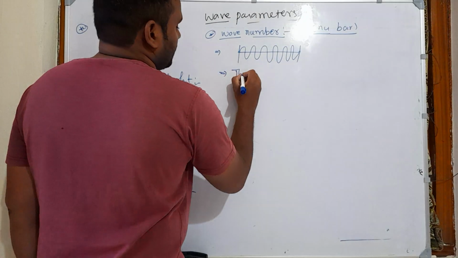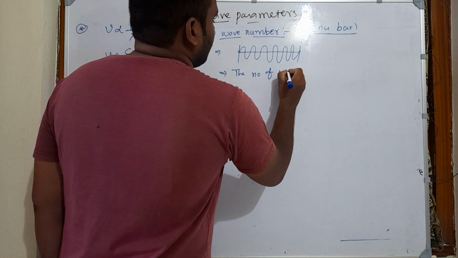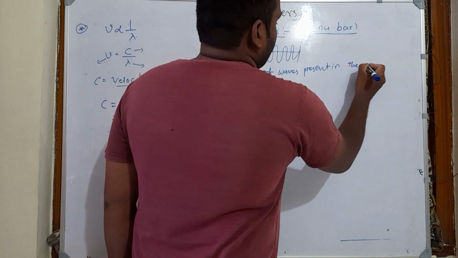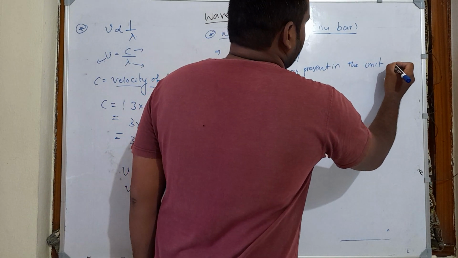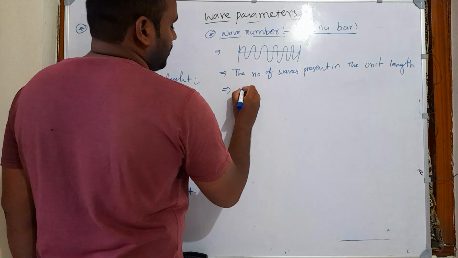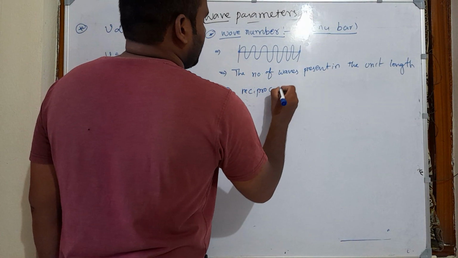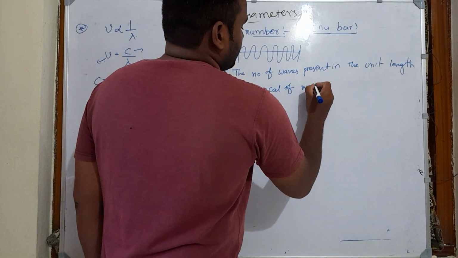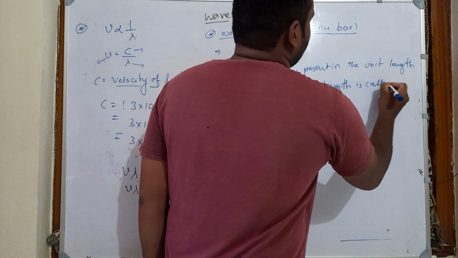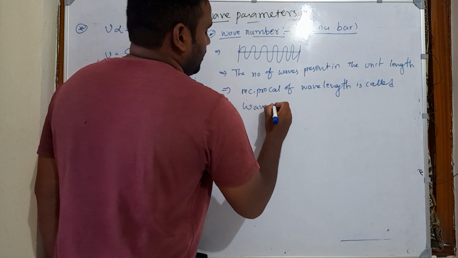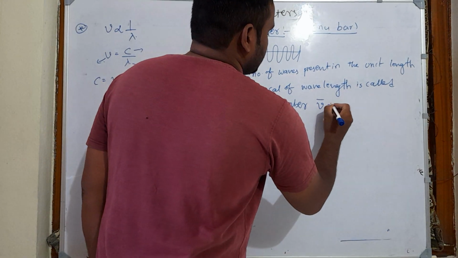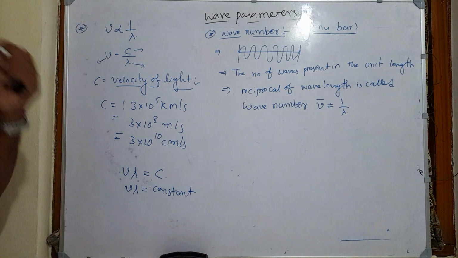The definition of wave number: the number of waves present in the unit length is called wave number, or simply the reciprocal of wavelength is called wave number. So wave number nu bar is equal to 1 by lambda.